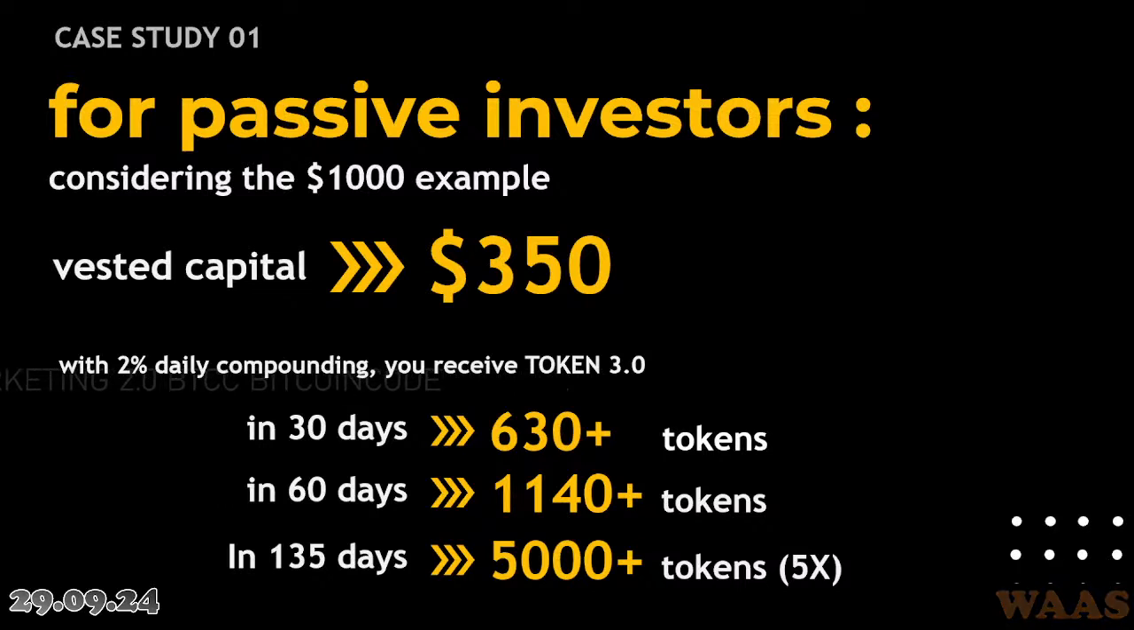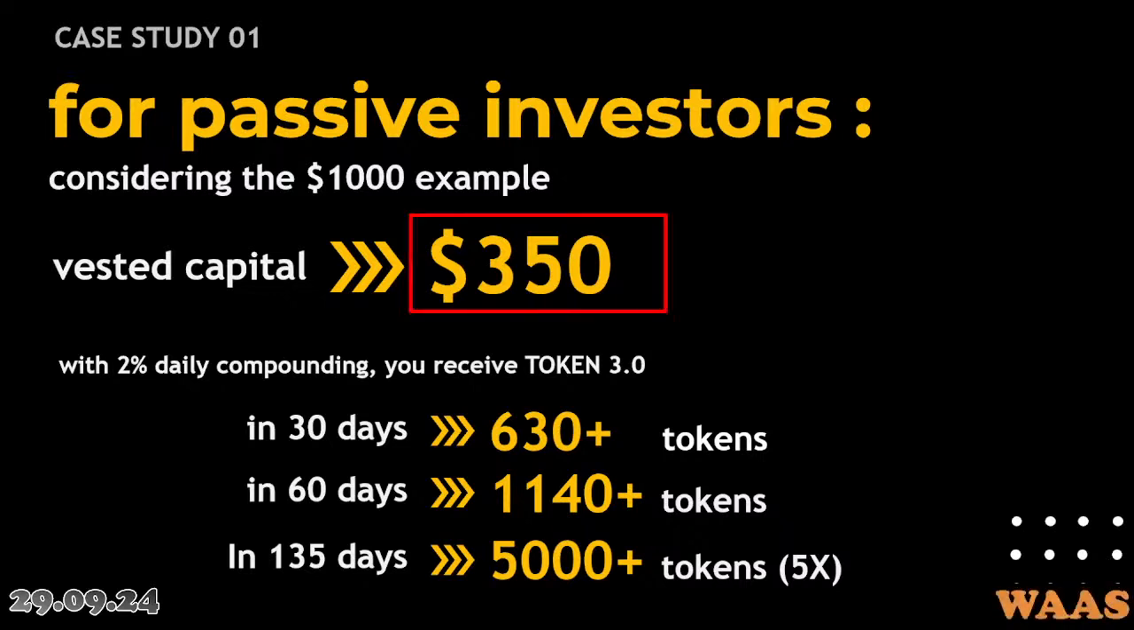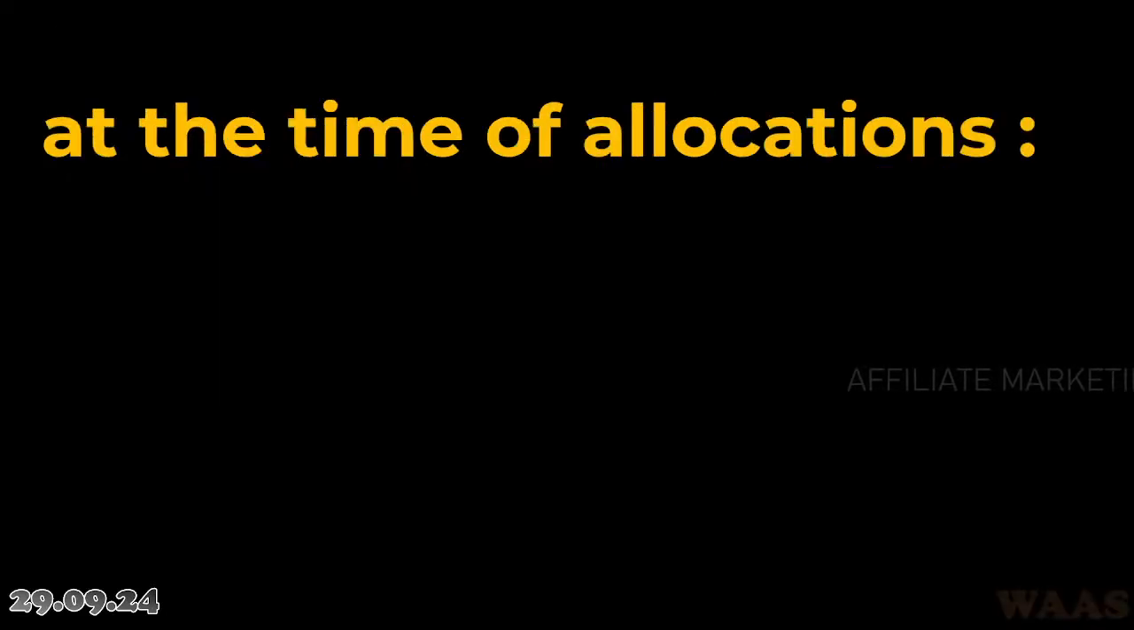So likewise, if we don't allocate anything, and if we continuously, back to back, do 2% compounding, in 135 days we would have accumulated almost 5,000 tokens, and that's 5x of our principal investments in Capital 3.0, right? So $350 left after deducting the affiliate commissions becomes 5,000 tokens in 135 days.